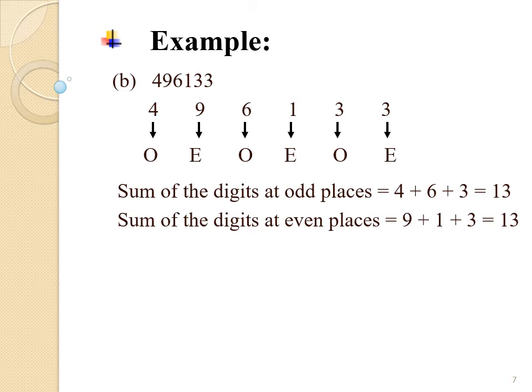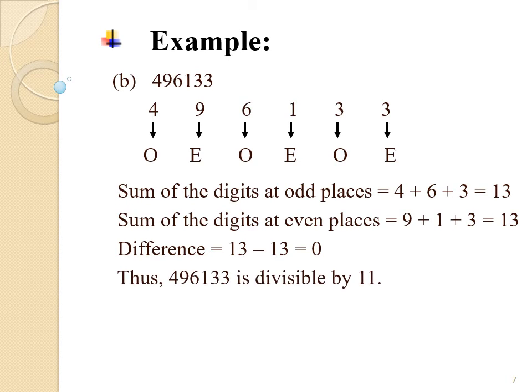Now, finally, finding the difference between the sum of the digits at odd places and the sum of the digits at even places, that is, subtracting 13 from 13, we get 0. Thus, 4,96,133 is divisible by 11.